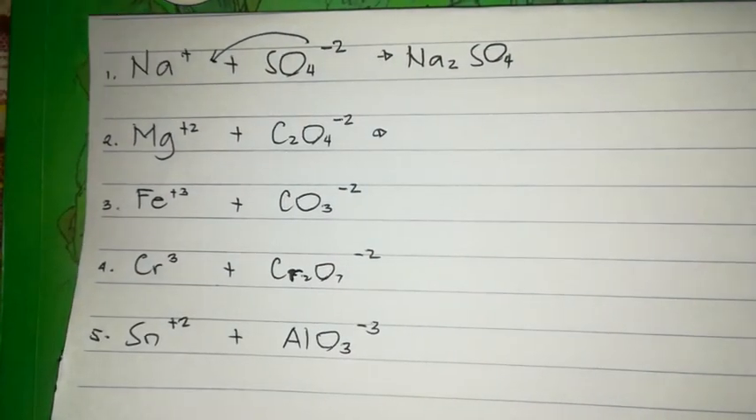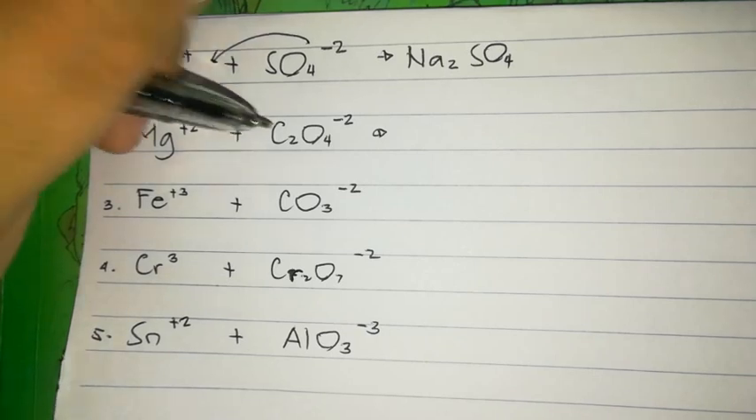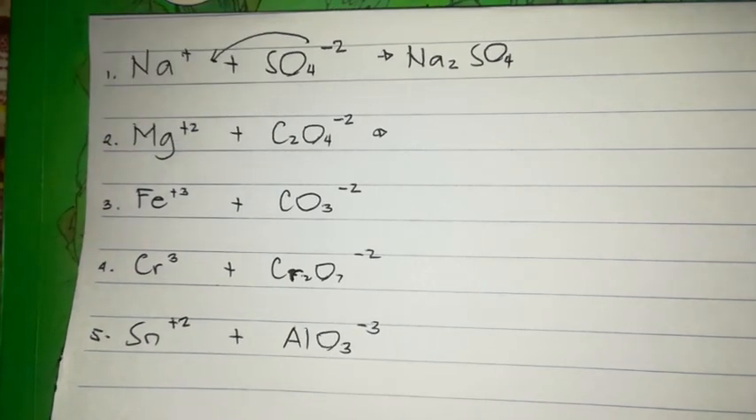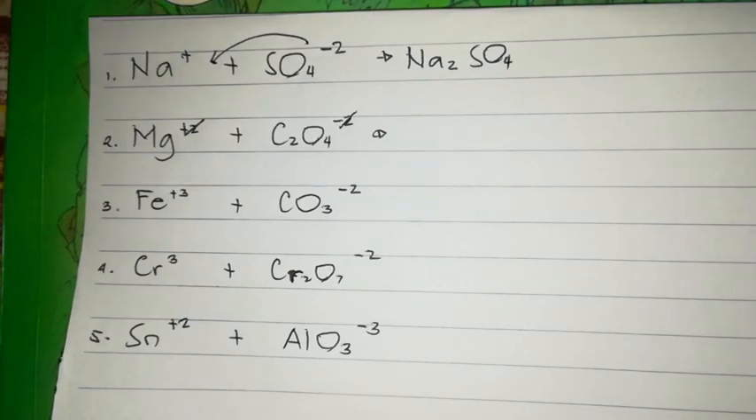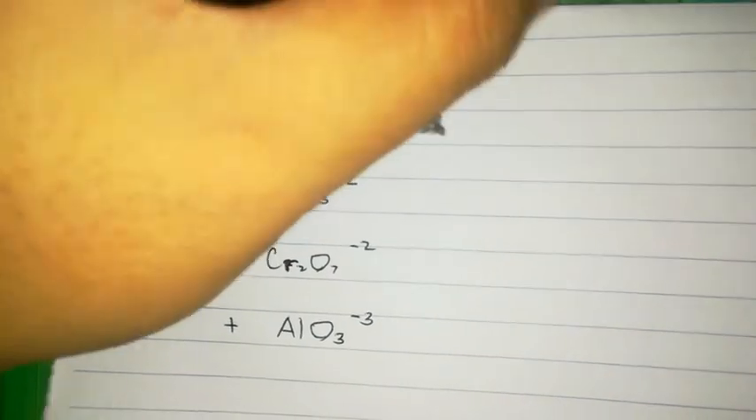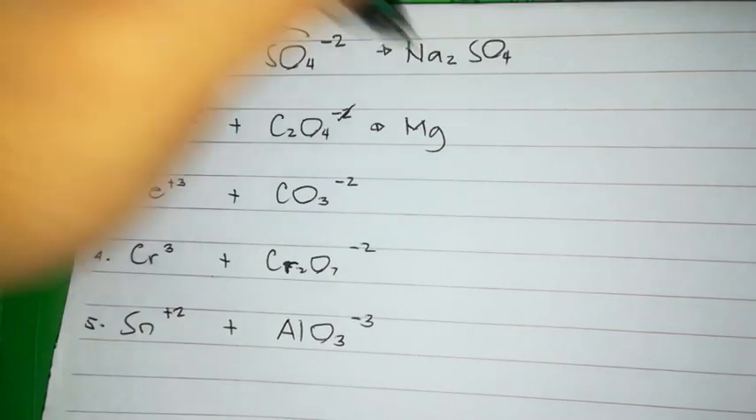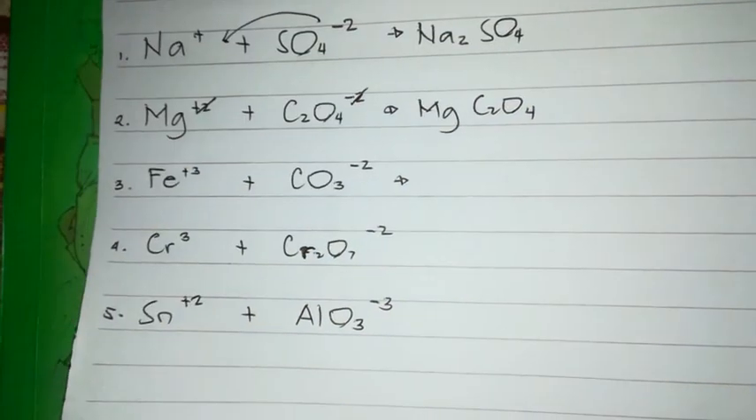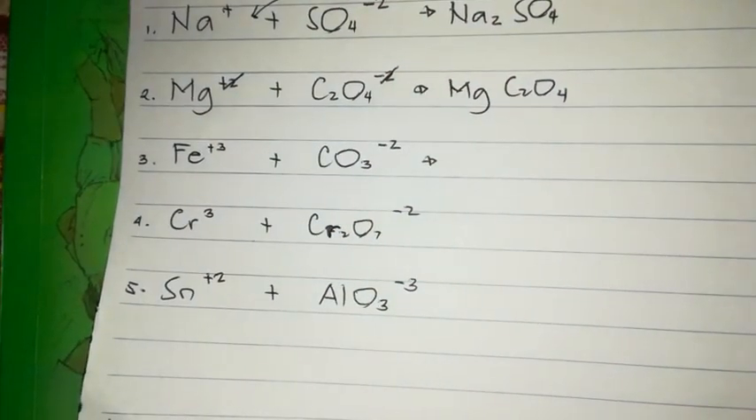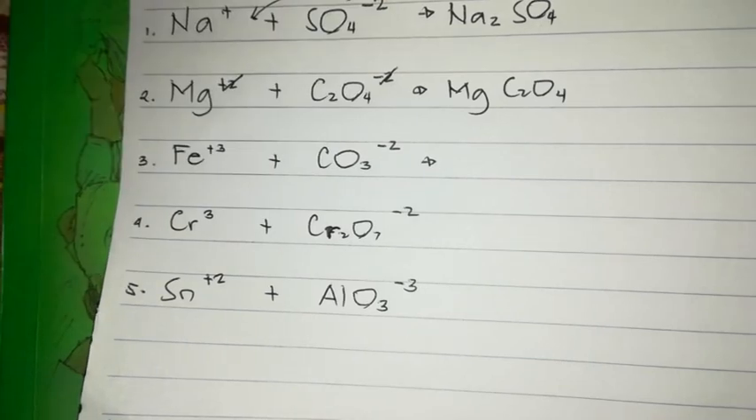Next naman ay number 2. Si magnesium ay may positive 2. Si C2O4 ay may negative 2. Since both charges can be divided by a single number which is 2, makakancel na po yan kasi 2 divided by 2 is 1. So, isulat na lang natin as is ang naiwan. So, Mg and then C2O4.